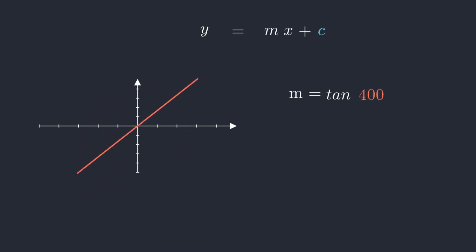But this alone can't represent every possible line. That's why here comes our little c. This represents the point where the line intersects the y-axis. If we imagine a line passing through the origin, then its y-intercept, or c, is 0. And if we change this value, notice how the line glides over the y-axis. Utilizing these two parameters, we can represent any line on the 2D plane.